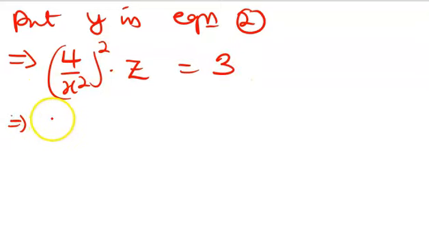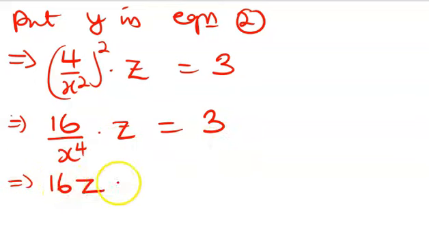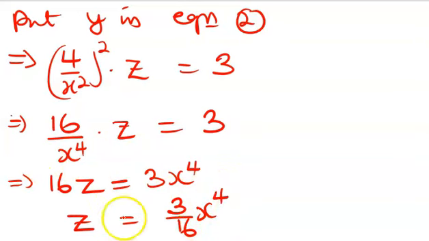Now we have 16 over x to the power 4 times z is equal to 3. So we can cross multiply. We have 16z equal to 3x to the power 4. So z will now be 3x to the power 4 over 16, when we divide both sides by 16.